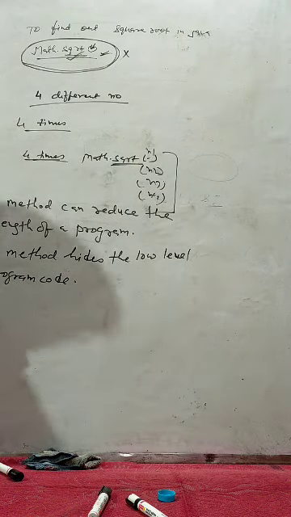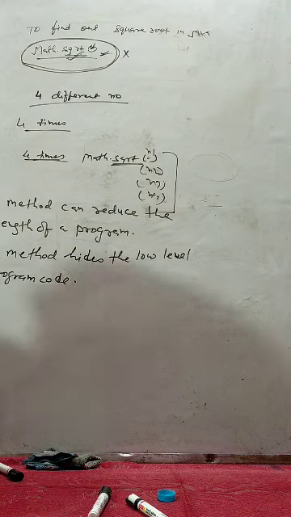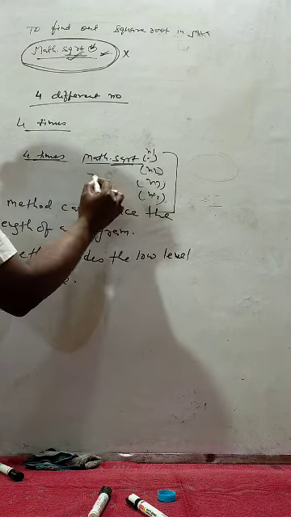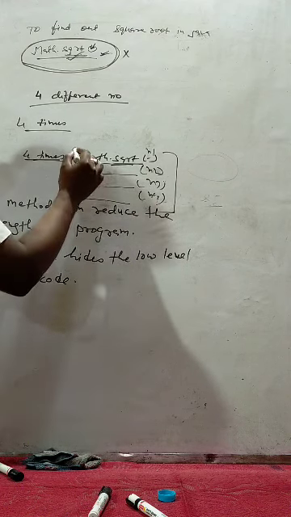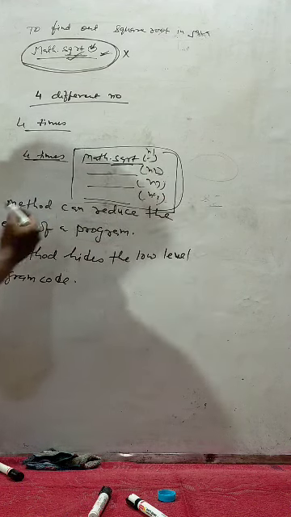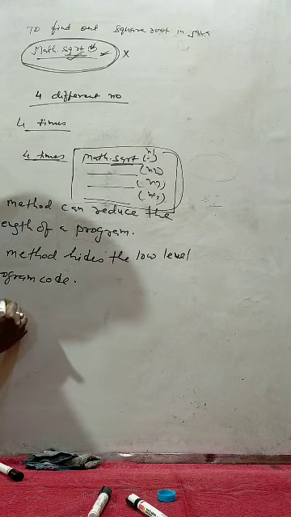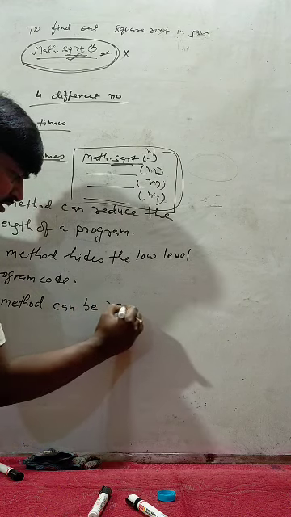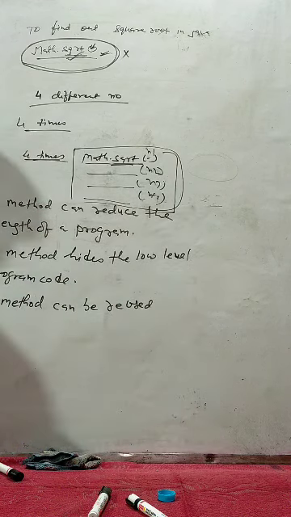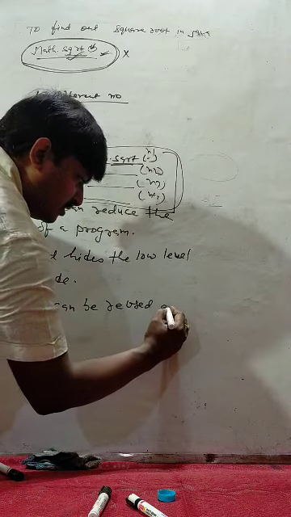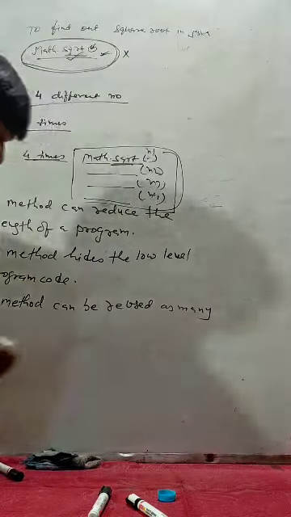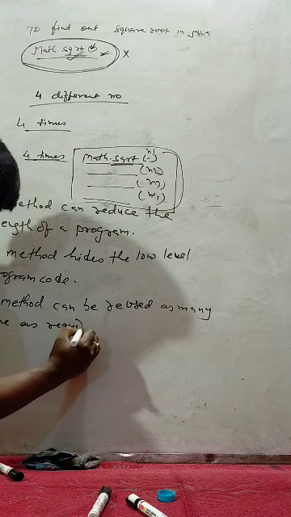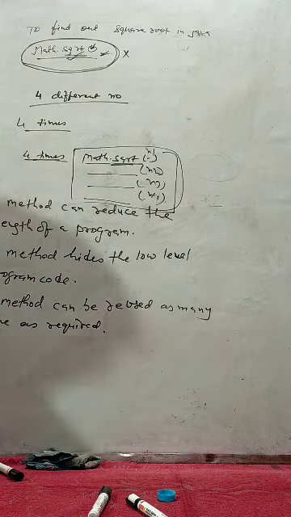Third, see, method sqrt is used here once, again here, and here. In this program, we have used it 4 times. That means a method can be reused, reused as many times as required. Copy it.